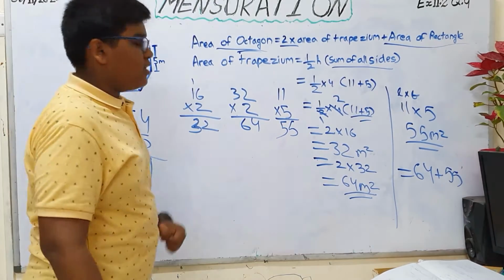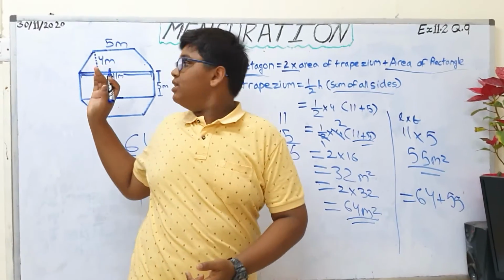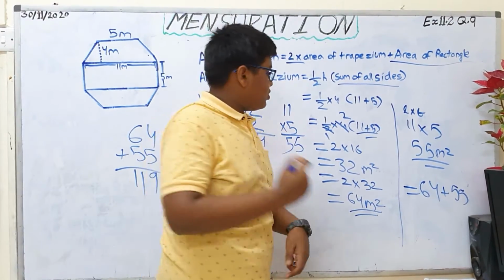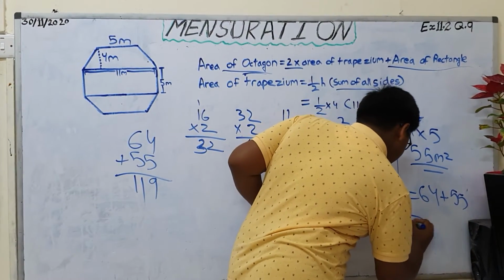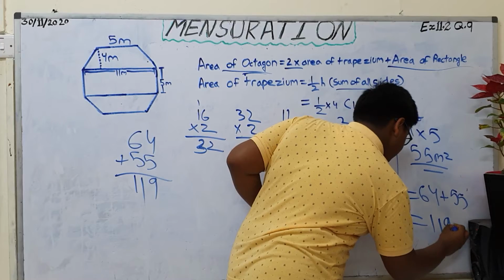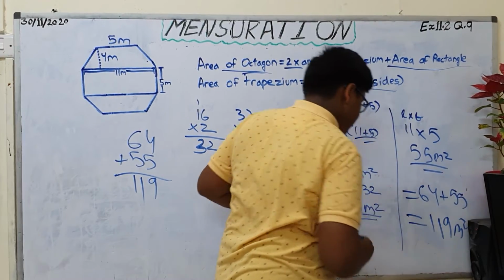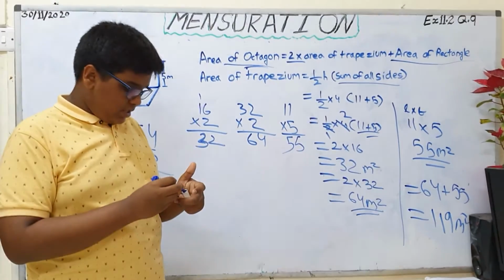Now we have got the answer. The whole area of this octagon is equal to 119 meters square. Meter square. So this is the answer.